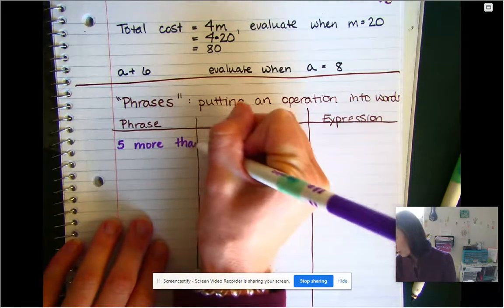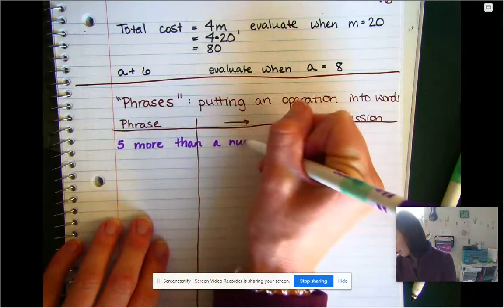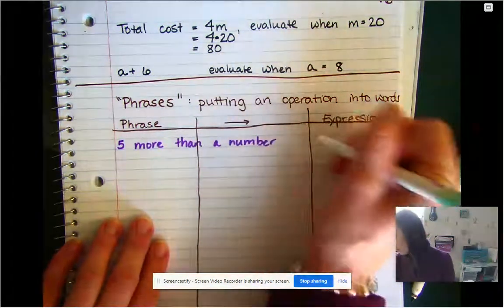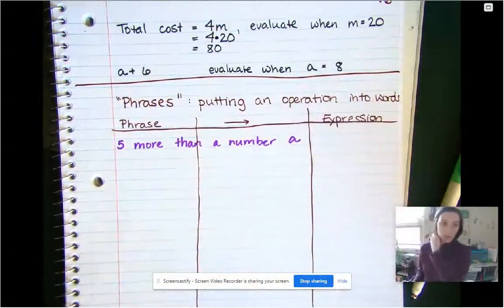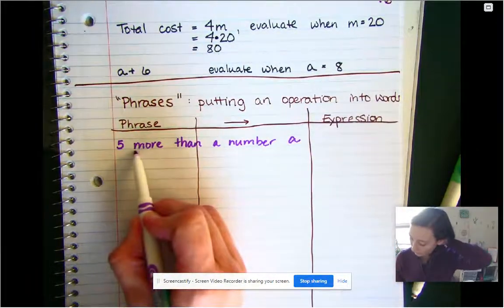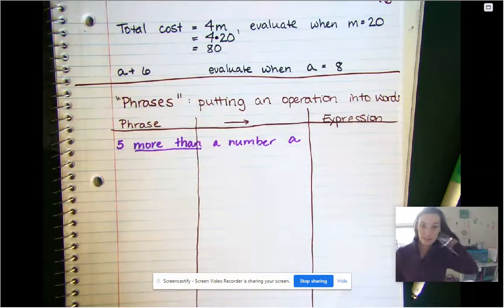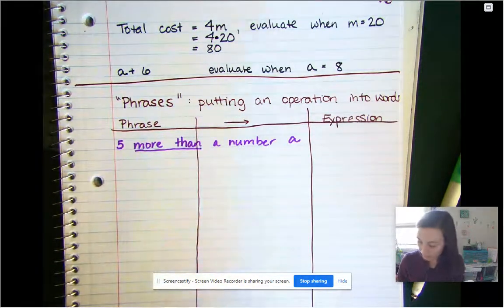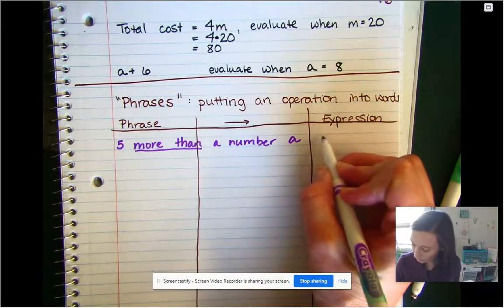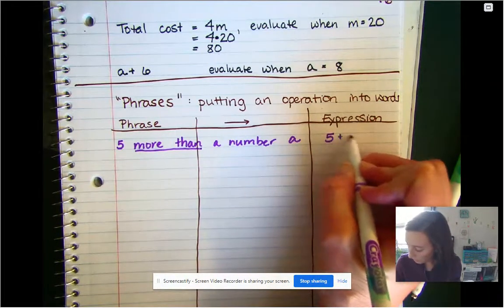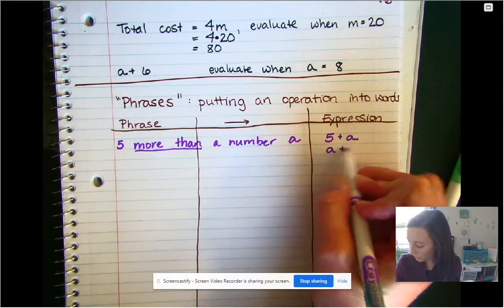5 more than a number A. More than is a phrase that implies something's going to get bigger, in this case, addition. So the expression would be either 5 plus A or A plus 5.